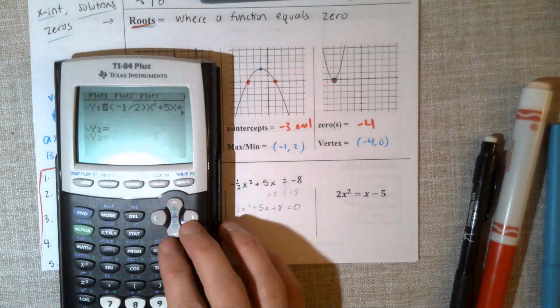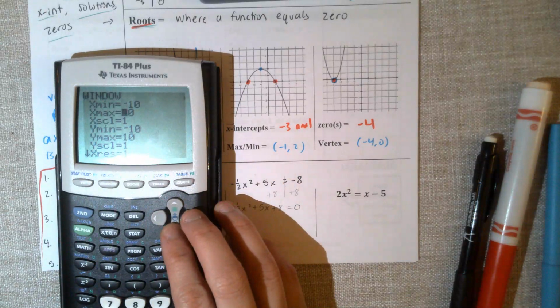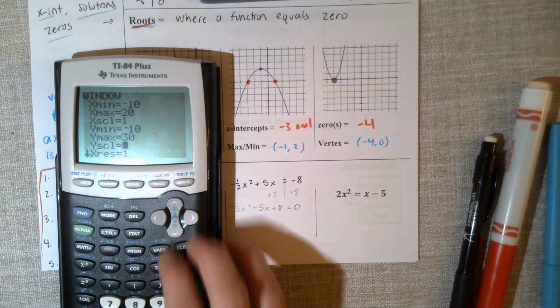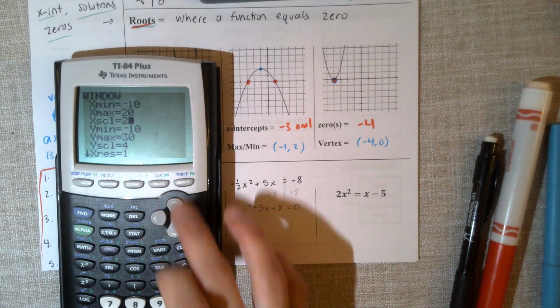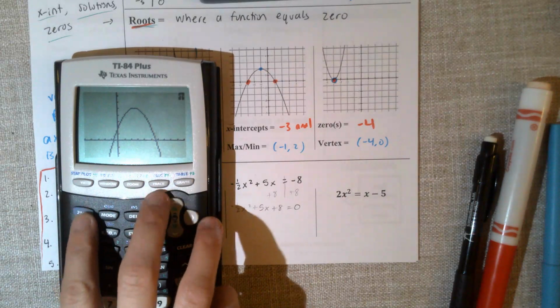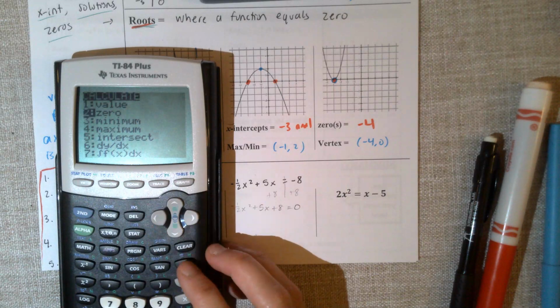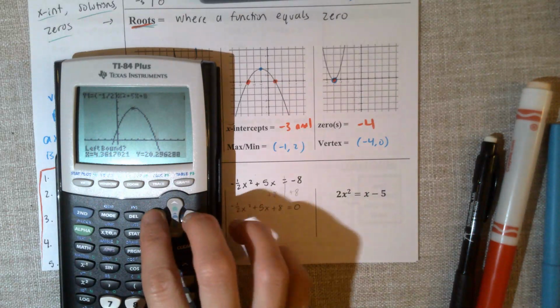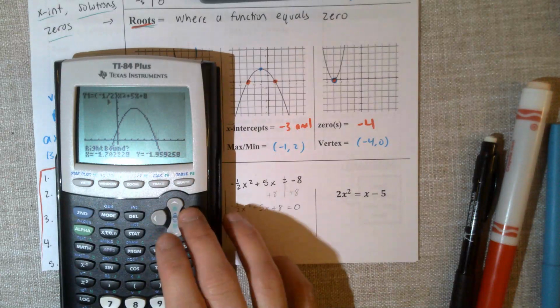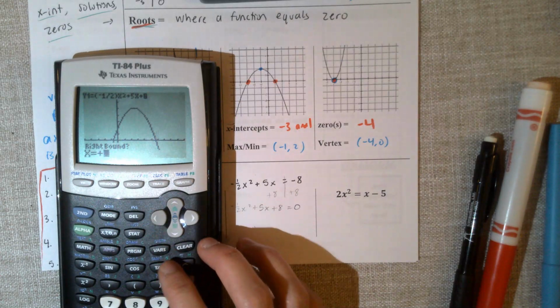So if I wanted to find the vertex, I'd have to change this y max to something taller, maybe like 30. Make this like 4, 2. All right, so now we can see the whole thing. So we're going to do second trace, which is calc. Go down to 0 or just type 0. We're going to go left bound, left, right, whoops, delete.